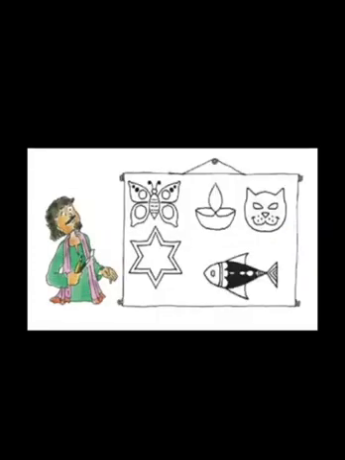So students, when you complete your task, you will get this type of pictures. First one is butterfly, second is lamp, third cat, fourth one is star, and the last one is fish. Correct? Very good.